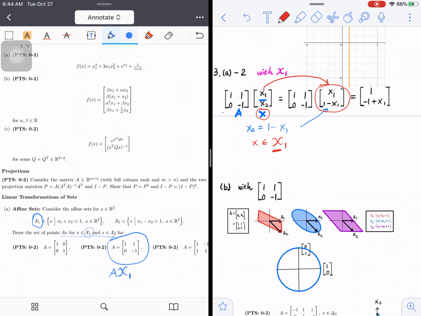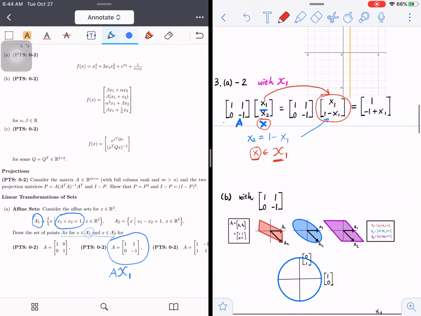So I should say that this x is in the set chi1. And therefore, this point x has some property. What is the property for a point x in chi1? The property is that if you fix x1, then x2 is 1 minus x1, because this is the property of a point x being a point in chi1.